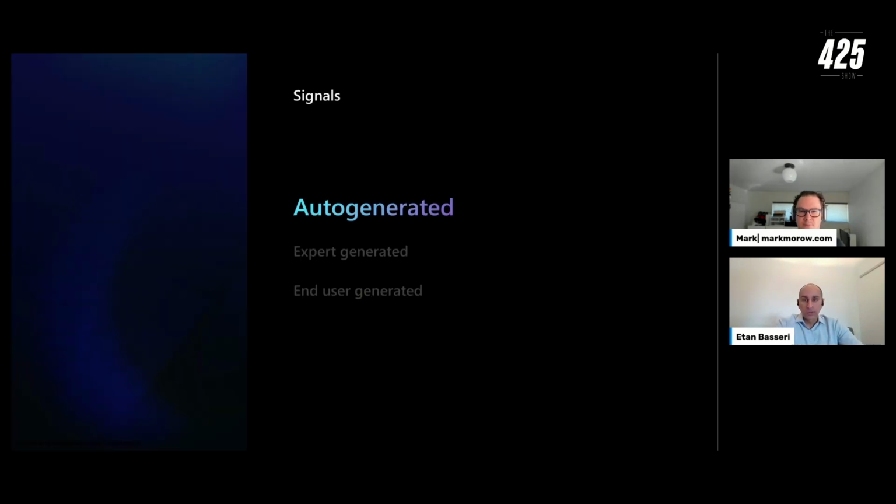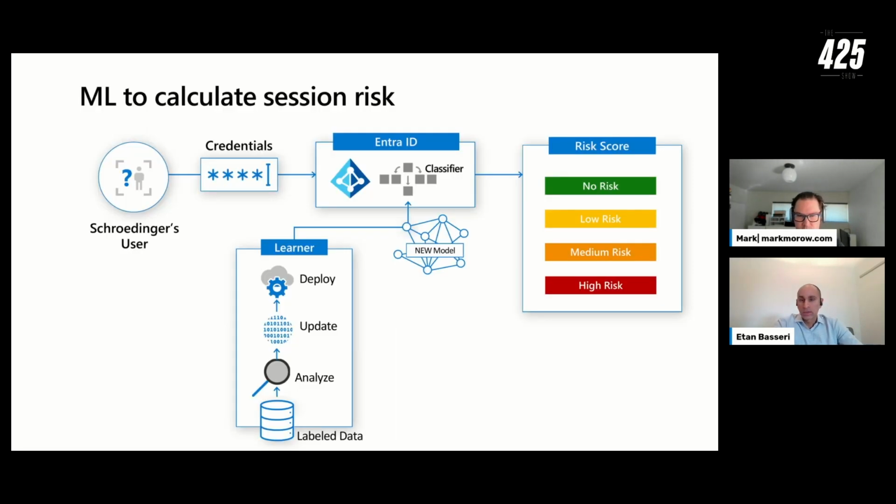So for auto-generated ones, the first thing to understand is how we approach using machine learning to calculate the risk on a particular sign-in. There's this joke about Schrodinger's user. You guys know Schrodinger's cat. The idea is there's this black box, and you can't see anything except the user. Is it bad? Is it alive? Is it dead? We don't know, but they've presented a credential.